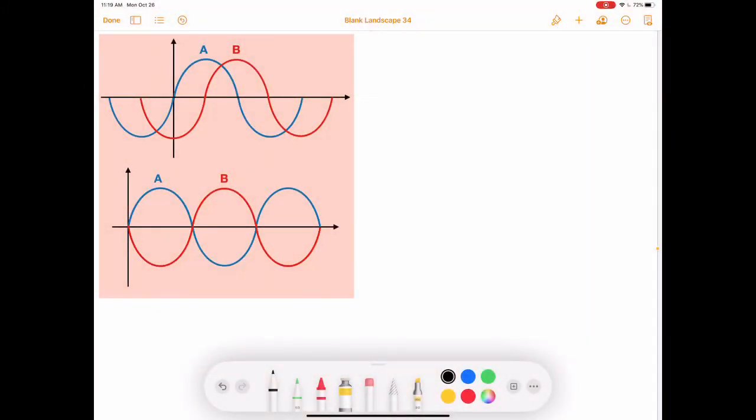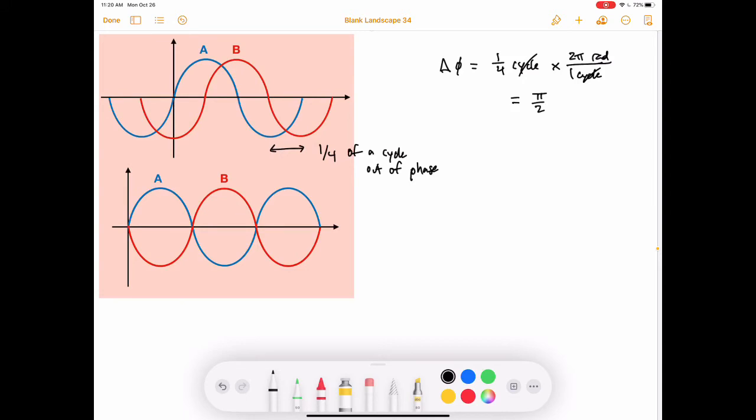Okay, so let's start with the first graph, the one at the top of the page. What we see here is in comparing waves A and B, they're 1/4 of a cycle out of phase. So that means delta phi is 1/4 of a cycle, which we can just then convert to radians, where in every one cycle we have 2 pi radians. And so in radians, this would be pi over 2. Okay, so what we'd say about these two waves is that the phase difference is pi over 2.